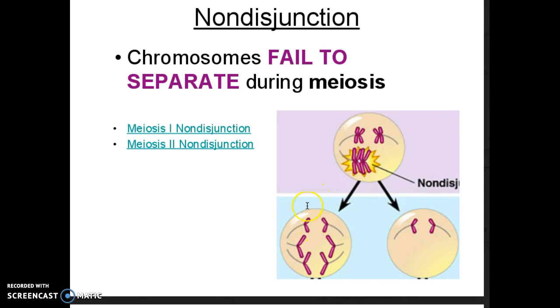And that sets up a result where this cell on the right, which could be a possible sperm cell, is missing an entire chromosome. This cell over here has an additional chromosome. So if this sperm becomes the sperm that fertilizes the egg, you get an extra chromosome, and that's called trisomy, where this cell is lacking a chromosome because that chromosome that should have been over here is now over in this cell.